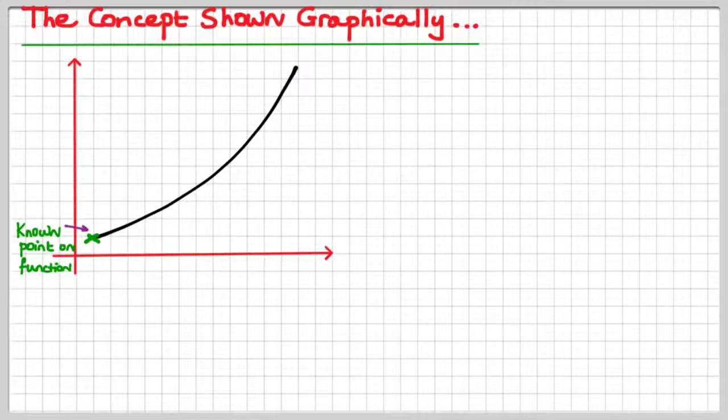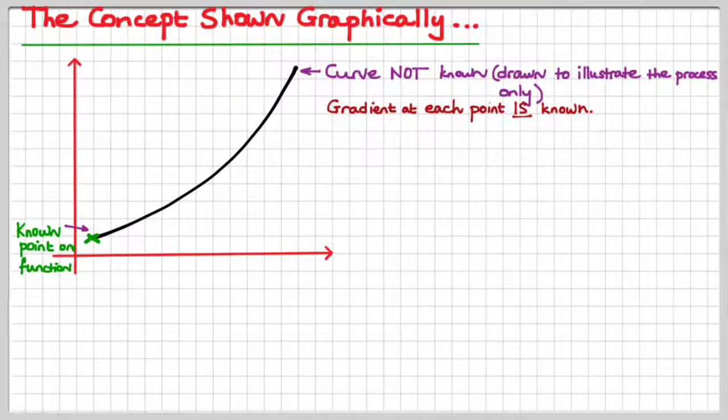So here's the concept shown graphically. Okay, this is a known point here on the original function, and we have to assume here that the curve of the original function is not actually known. It's just drawn here to illustrate the process for you. So you have to assume that all you know is the gradient function and this green known point on the original function. Gradient function plus one known point. So the gradient at each point is known because we have the gradient function.